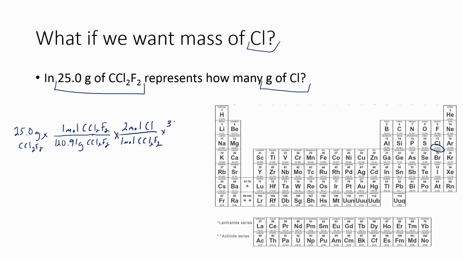And then finally say that there are 35.453 grams of Cl for every 1 mole of chlorine. So altogether that will equal 25 times 1 divided by 120.91 times 2 times 35.453, and as long as I punched everything in correctly, 14.7 grams of chlorine in this 25-gram sample. Excellent.